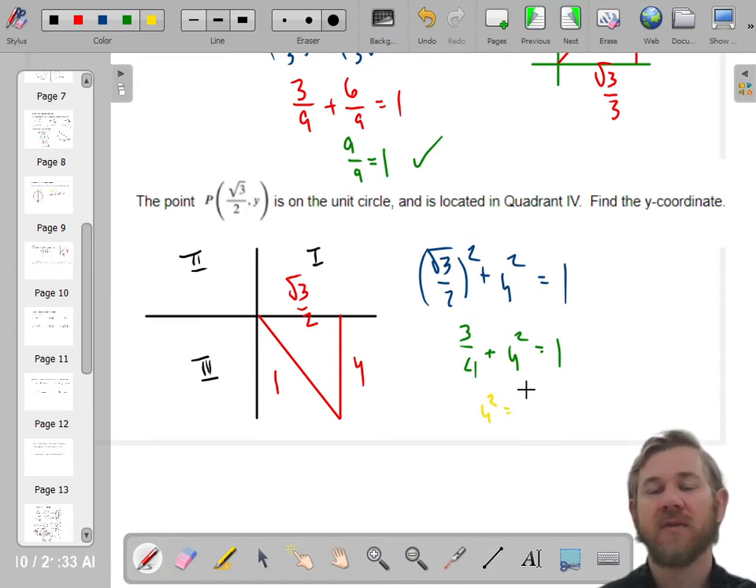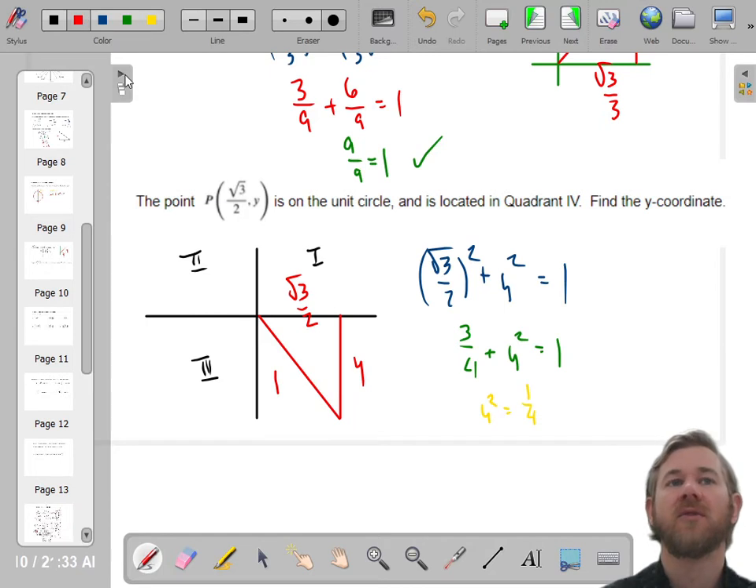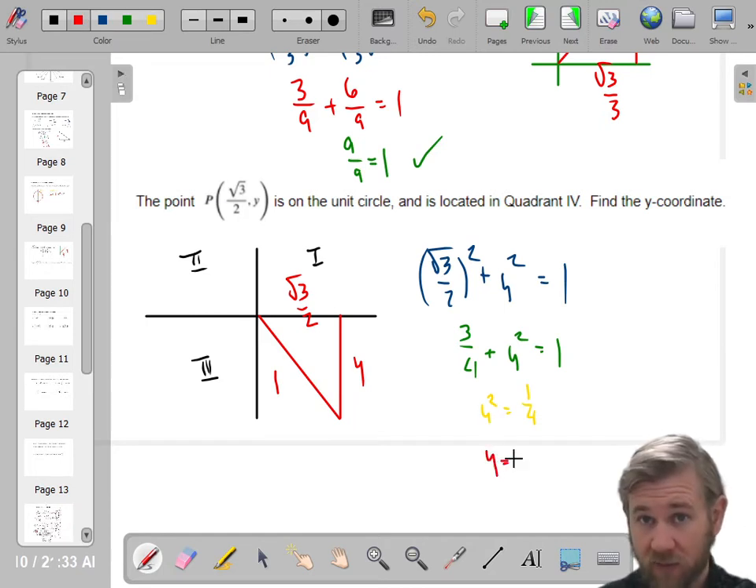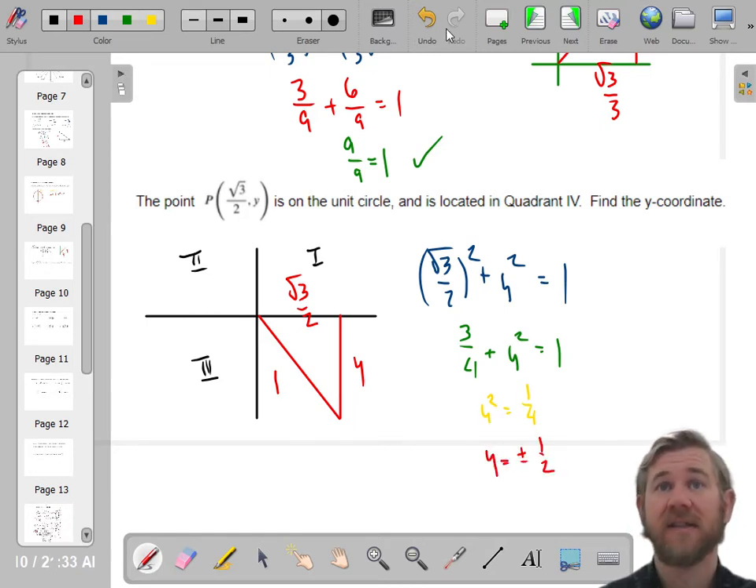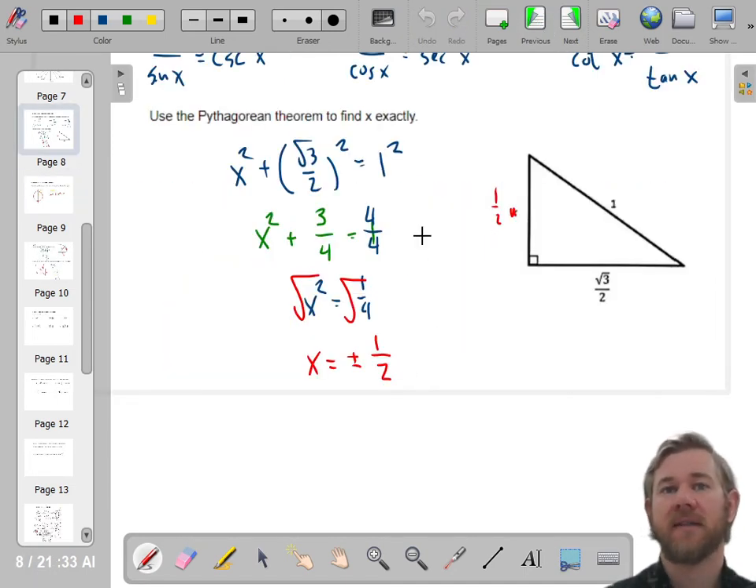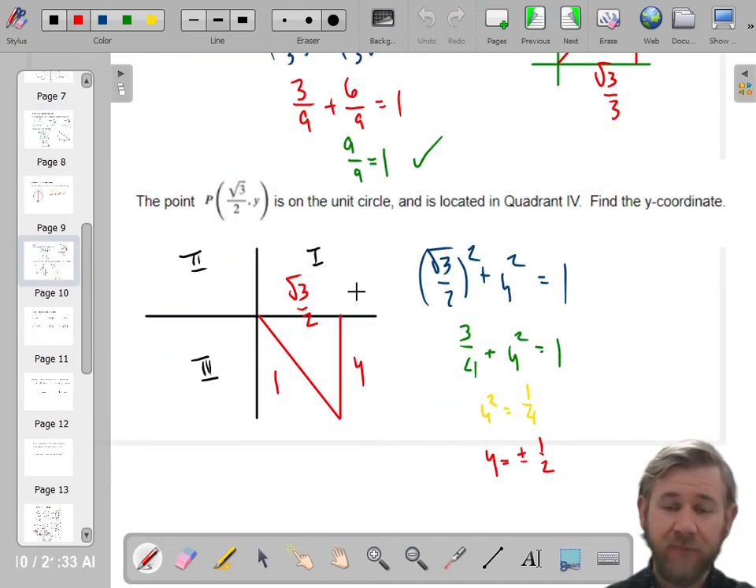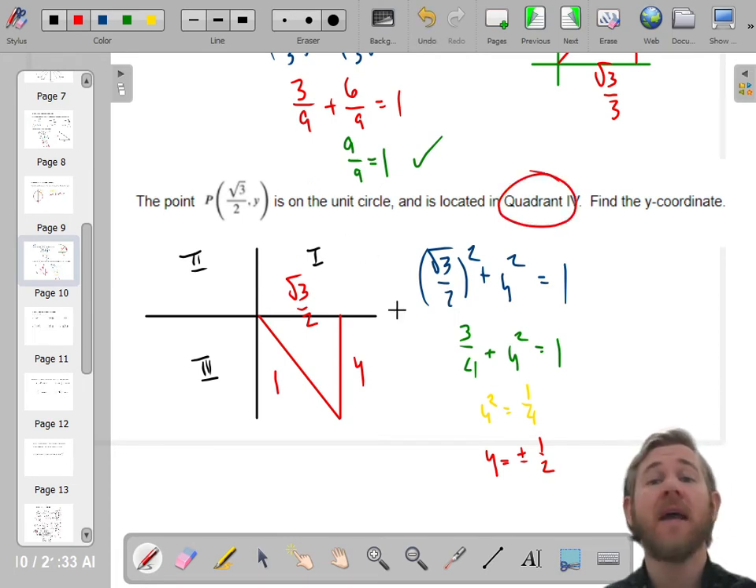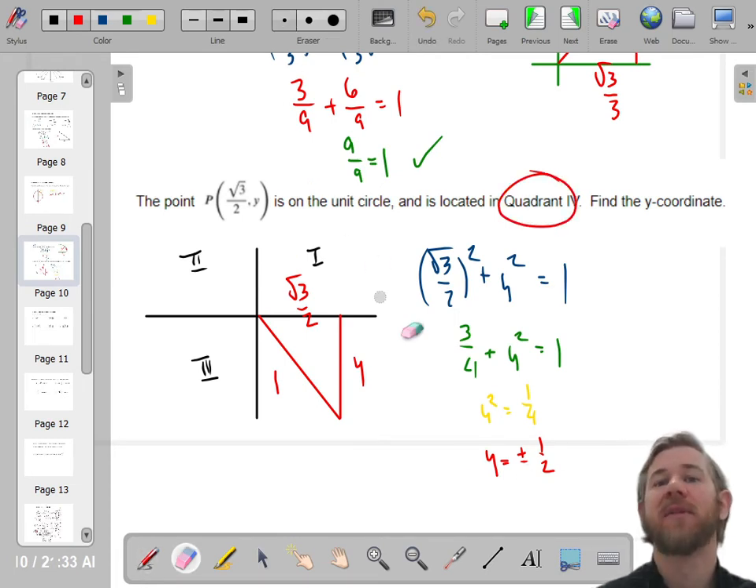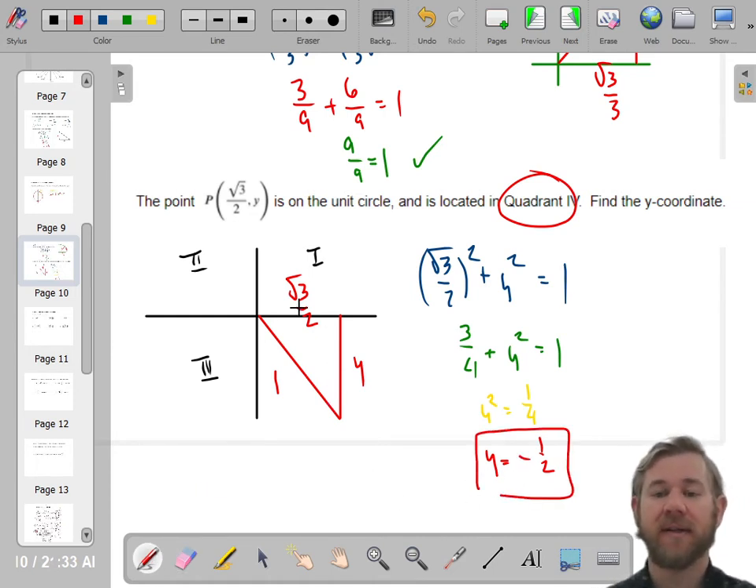1 minus 3/4 is again 1/4. And when you square root, you get y equals plus or minus 1/2. So this is the same as up here. Okay, it's the same work. But now that we know we're in quadrant 4, there's not a debate about it. It's not plus or minus 1/2. The only answer is negative 1/2. It is in the 4th quadrant, so the answer is negative.